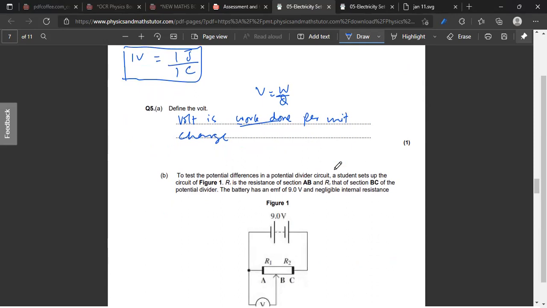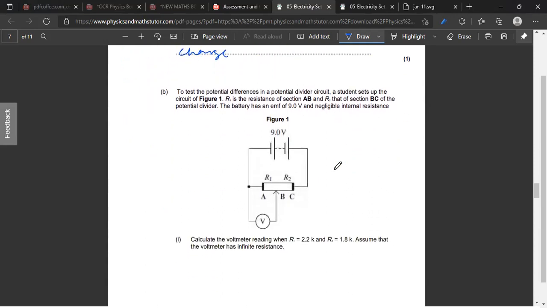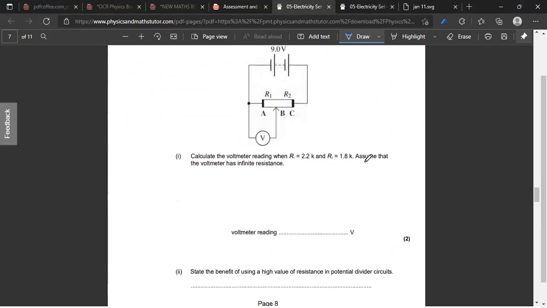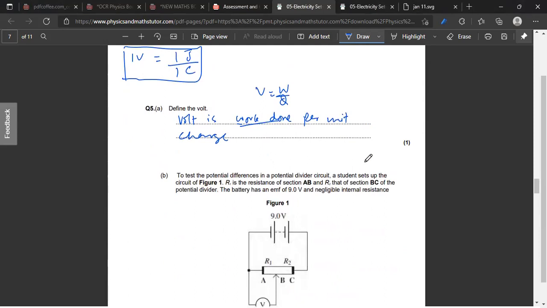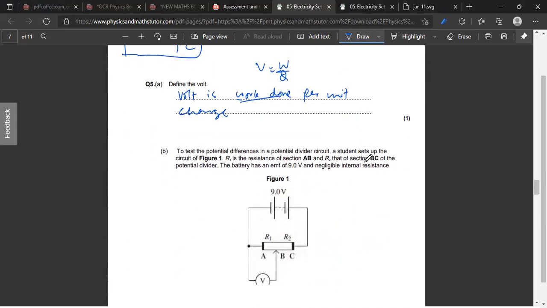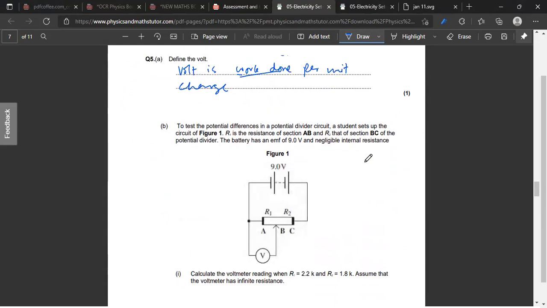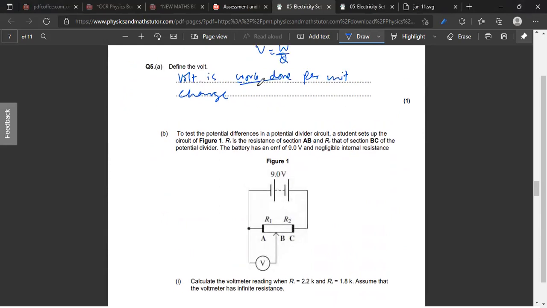Do you want me to discuss part B? Wait, just give me a moment. Per unit coulombs, there you go. Let me have a look at question B and whether I understood it properly or not. Take your time. To test the potential difference, a student sets up the circuit of figure 1. R1 is the resistance of section AB and R2 that of section BC. The voltmeter reading.